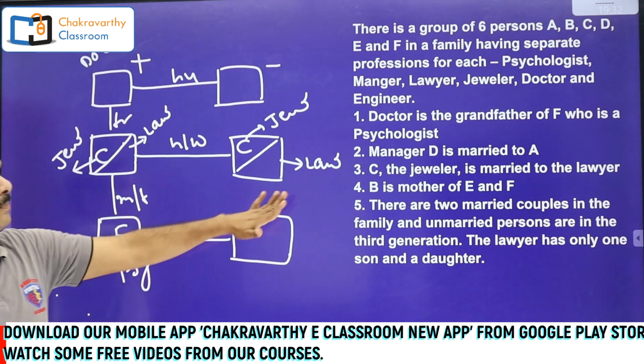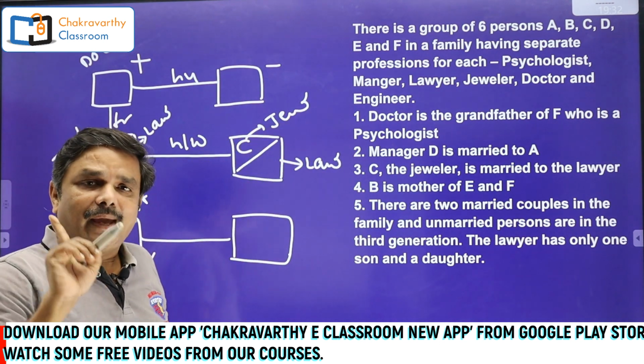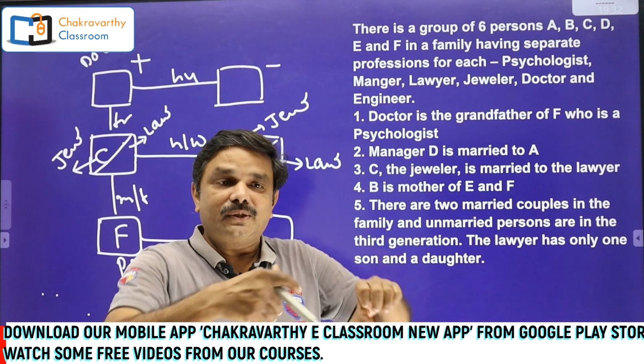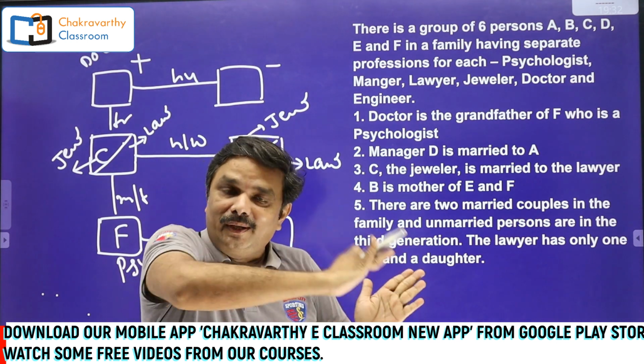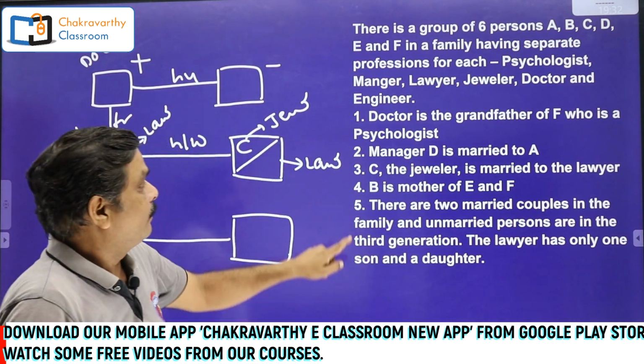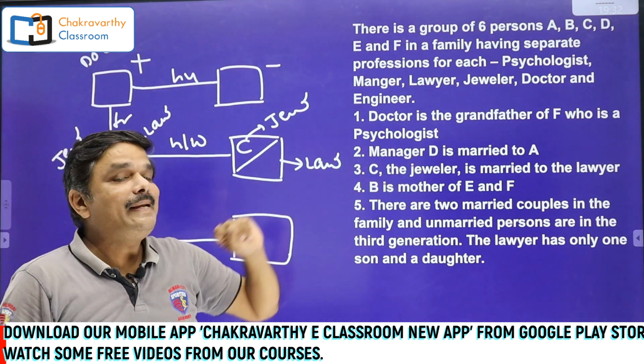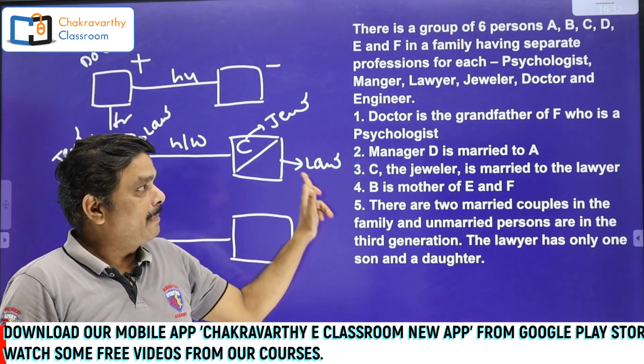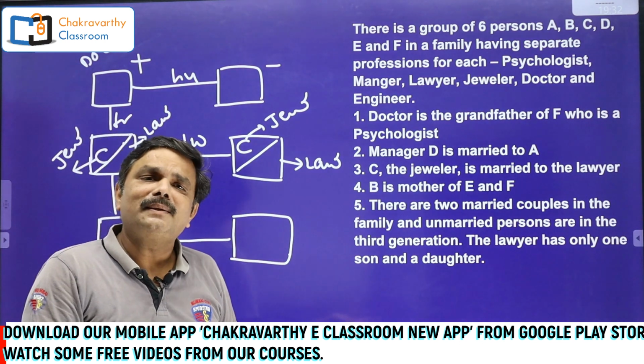Alright, and students, before going for the further information, every time I have been telling you, first squeeze out the given data, only then go for the next one. Now you see, with this information, I can place D confidently. Where is that? D is a manager and married to A. As simple as this one.